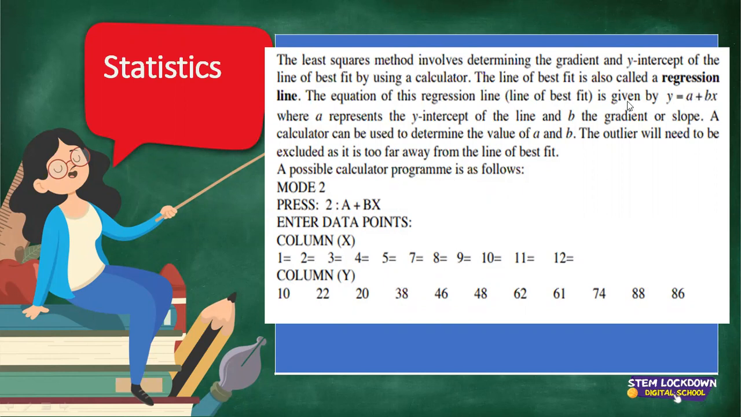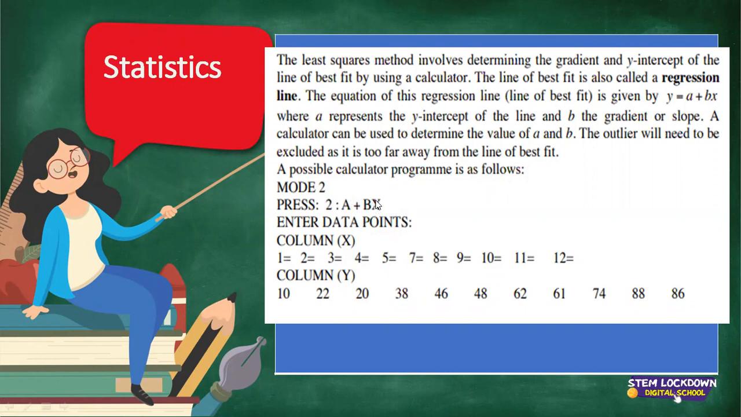To find a and b, we start with our calculator. Press the button written mode, then press 2. After pressing mode, you're going to see a lot of equations listed out. Then you press the one that shows a plus bx, because we want an equation written as a plus bx.